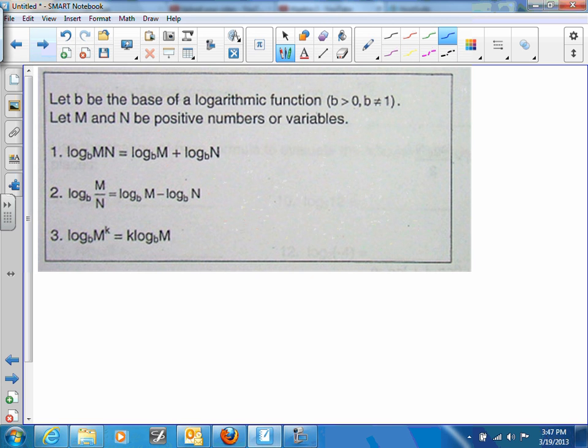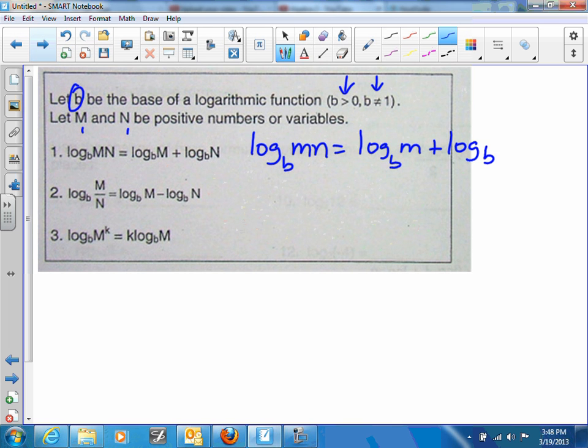Let b be the base of a logarithm. So this is your base. b is the base, and m and n are positive numbers or variables. Now remember, your base has to be greater than 0 and it cannot equal 1. So in this case, notice if I have log base b of m times n, we can split that up into two things: log base b of m plus log base b of n.